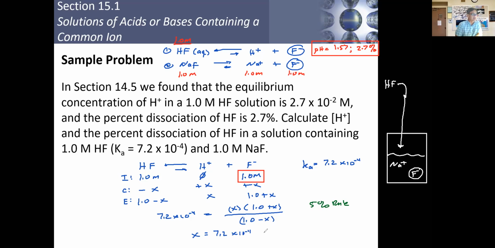That means the hydrogen ion concentration is also going to be equal to that: 7.2 times 10 to the minus 4. Now, if you plug it back in and compare with the 5% rule, we see that the 5% rule actually does hold, so we don't have to use the quadratic in this particular problem. First thing I would like to do is calculate the pH of this solution. I'm running out of time here, so let me just give it to you. It's the negative log of 7.2 times 10 to the minus 4. We expect the pH to change.